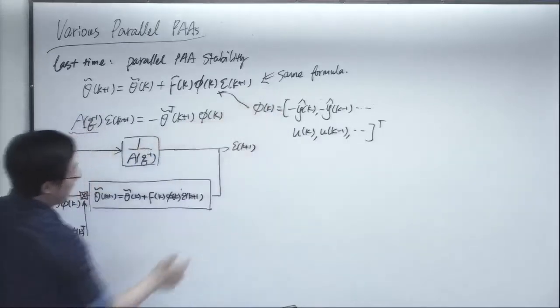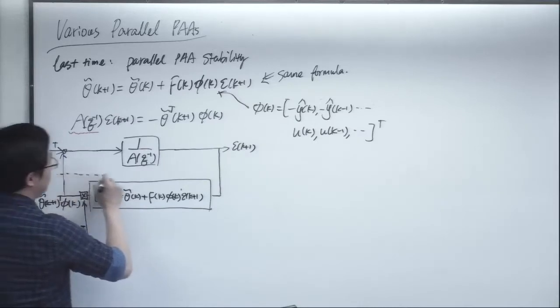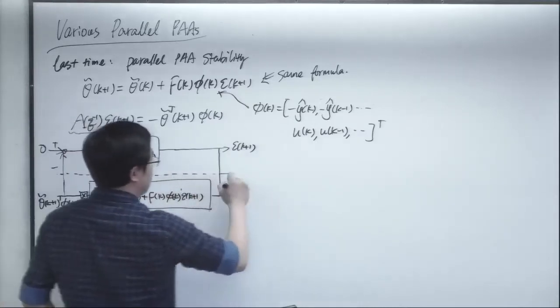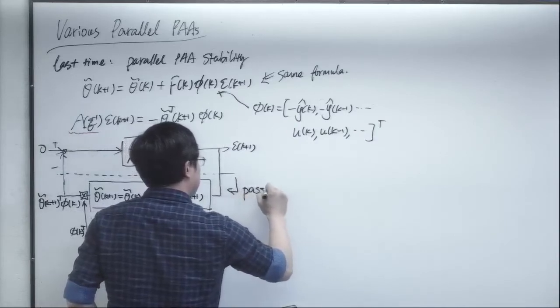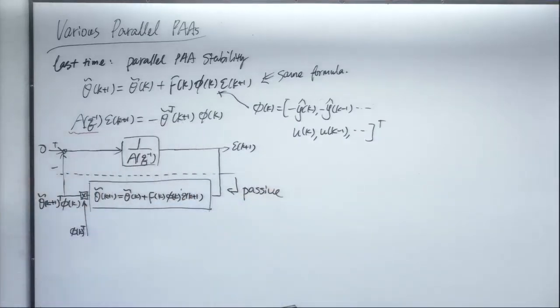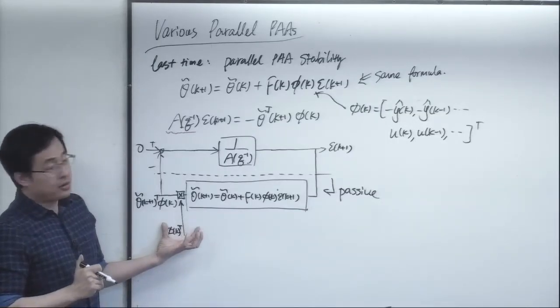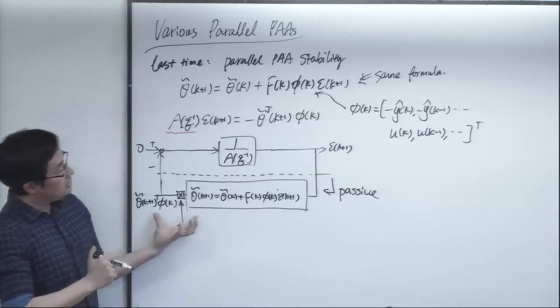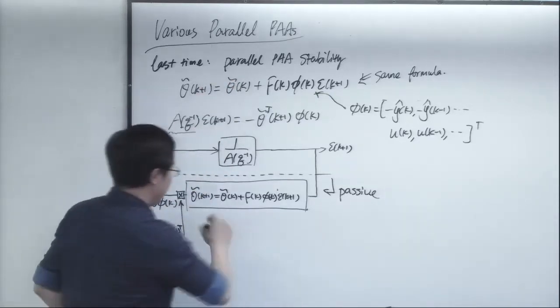But this feedback block with epsilon as the input and going through this operation over here is the same as before. So that means we have the good news. This is going to be passive, because it's the same feedback block. So therefore, it is very quick to derive the stability condition for this parallel PAA algorithm.